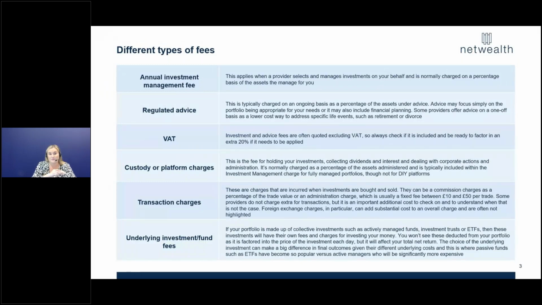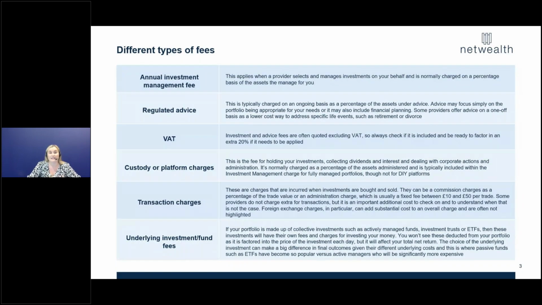VAT is one most people wouldn't consider, but it's often not embedded into the price you're quoted. So do check whether VAT is included in your quoted investment and advice fees. And if not, then you may need to apply an extra 20% to the figure you're given.